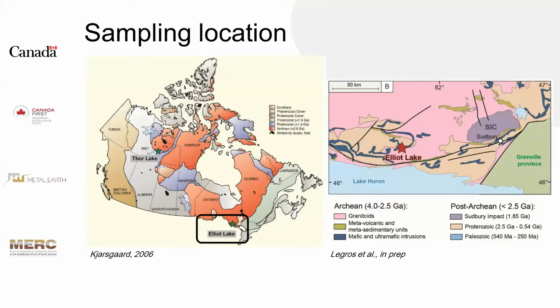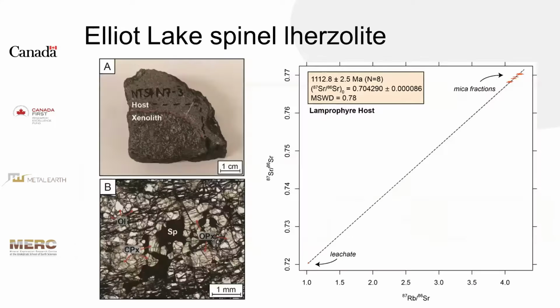So Elliot Lake, as I said, is located south of the Superior Craton. To give a zoom here, Elliot Lake is specifically north of Lake Huron, close to the city of Sudbury. And in there, you have mostly granitoids, Proterozoic metasediments, and mafic dikes. Certain mafic dikes do bring xenoliths to the surface, and this is what we are looking at.